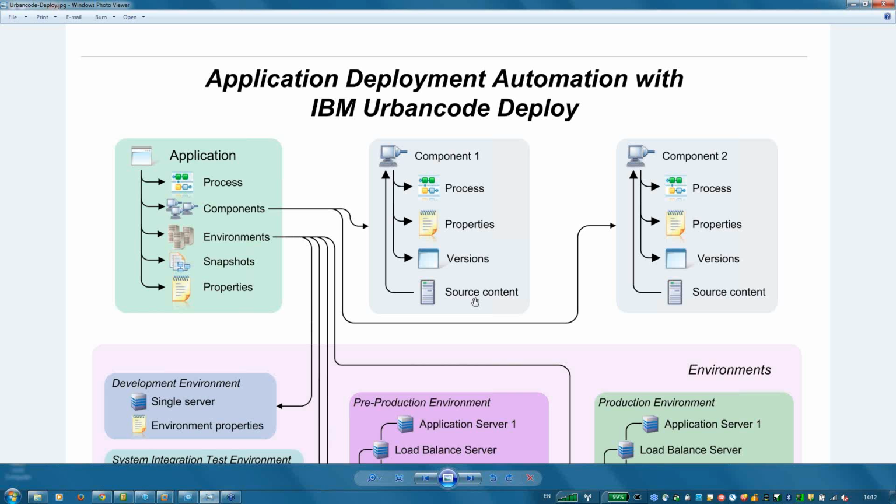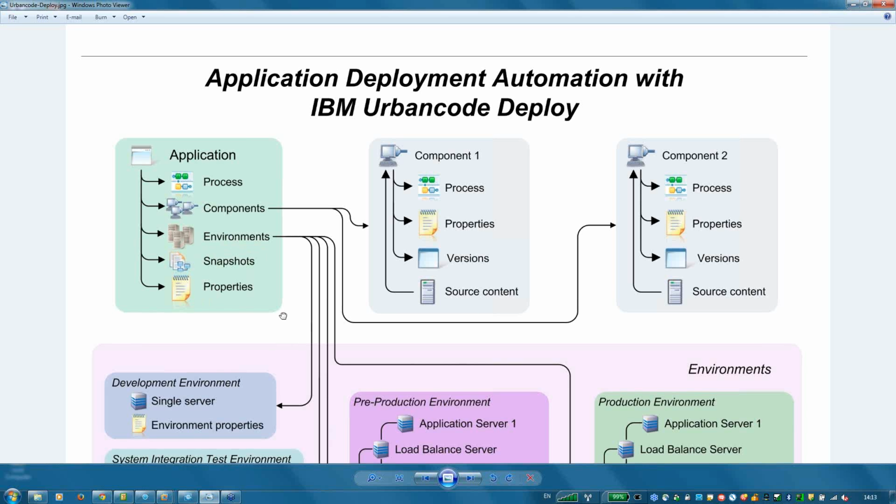So realistically, what's likely to happen then is we will interact with things like the Rational Team Concert build, with Jenkins, with Cruise Control, with various other different build systems, such that that build system pushes this newly generated binary object into UrbanCode and generates a new version of that particular component as we are going through the build process.